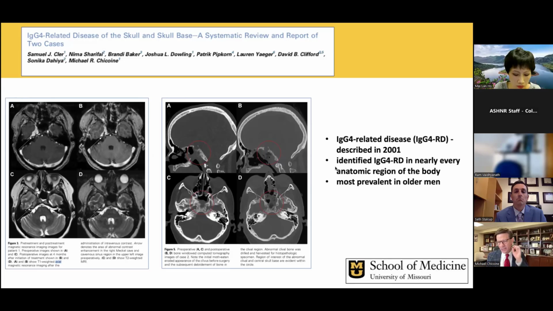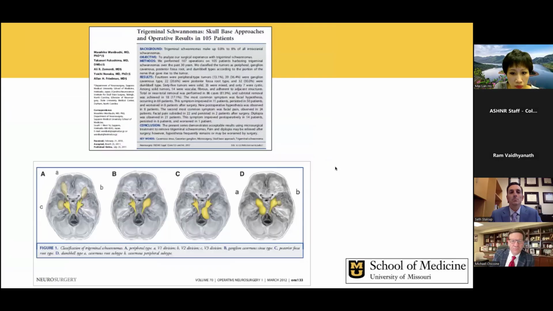So any hints we can get in terms of what the pathology may be is going to significantly impact what our approach is, maybe just a biopsy or maybe a more elaborate resection and/or other treatments. And we think of lesions according to which fossa they are in, anterior, middle, posterior fossa, or combinations.